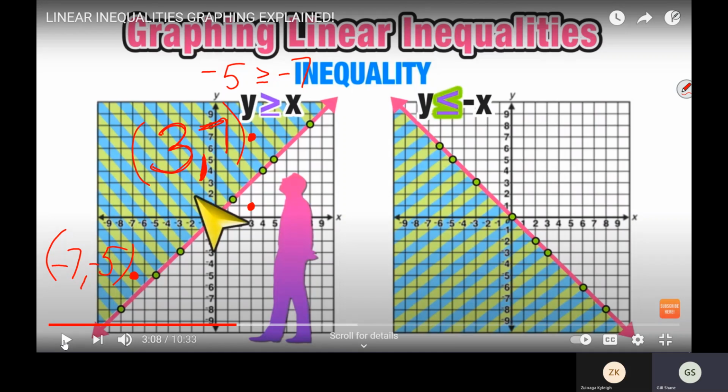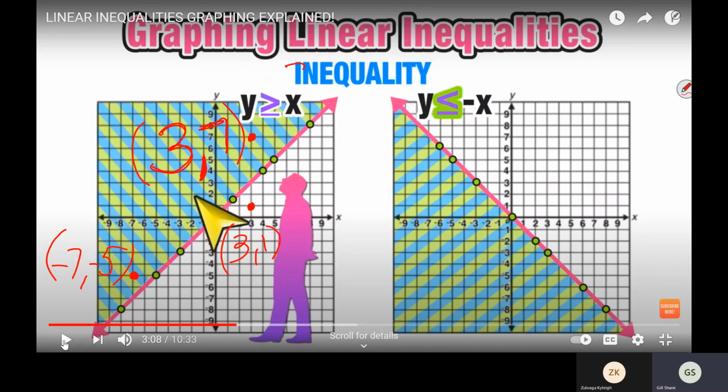What's that point? That one right there. This red one, yeah, there are a few red ones, but that red one right here. 3 comma what? What's the y value? It's hard to see, but it's 1. So that point is 3 comma 1. My x is 3, my y is 1. So let's test that out in the equation.